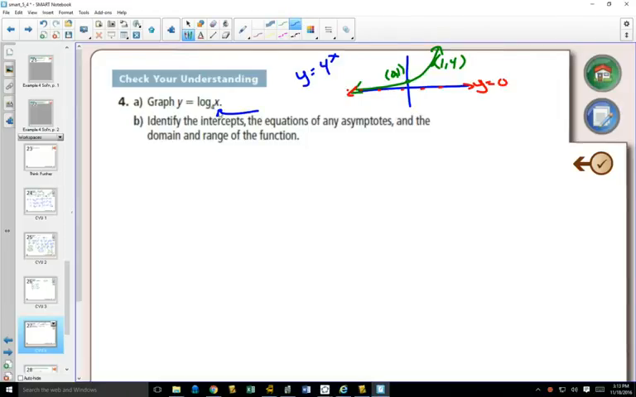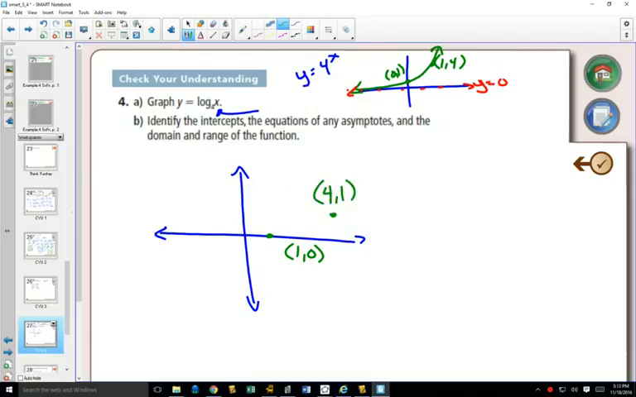Now when I go to graph my log graph, it's just the inverse. So at the beginning, you're going to think about your 4 to the x graph and say, that graph has 0, 1. What is my log graph going to have? Switch the x and y. It's going to have 1, 0. And I have the point 1, 4, so my log graph is going to have 4, 1.